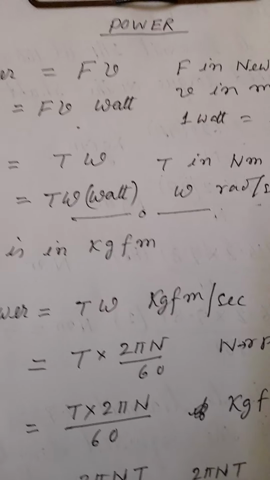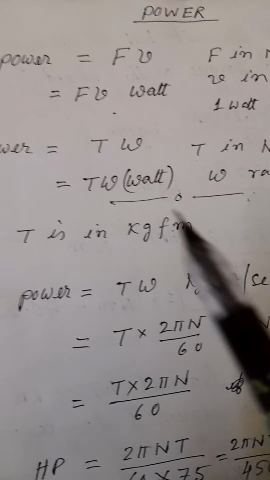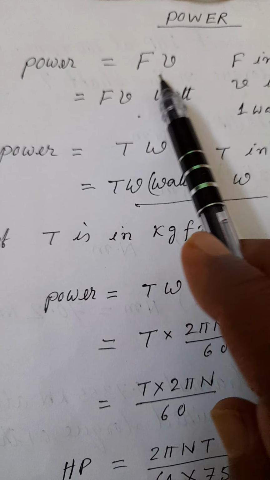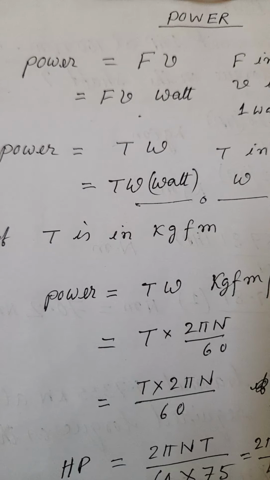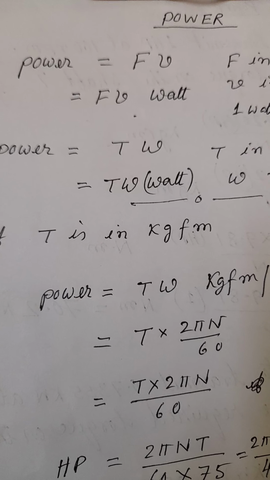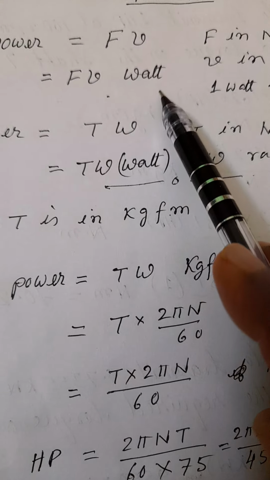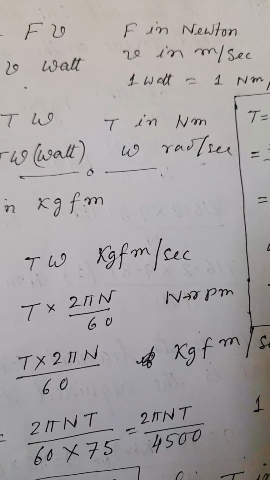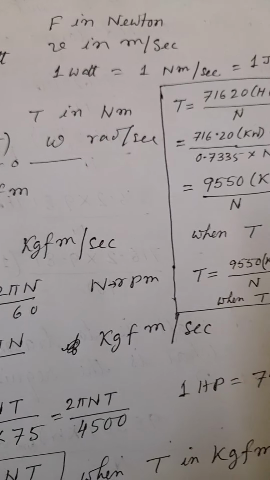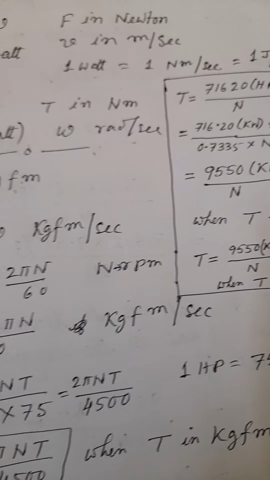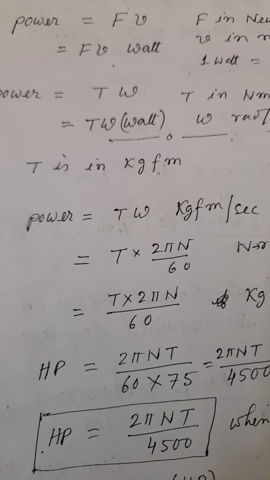I am giving the basic definition of power. Power is equal to F into V. F is the force in Newton and V is in meter per second. So it is Newton meter per second. That is nothing but watt. One watt means 1 joule per second.